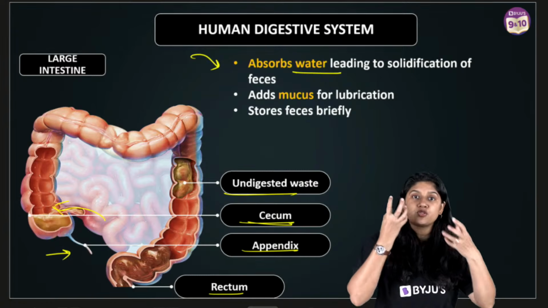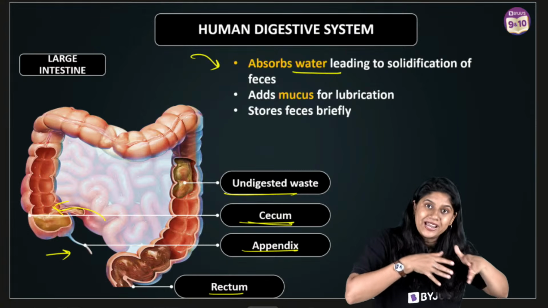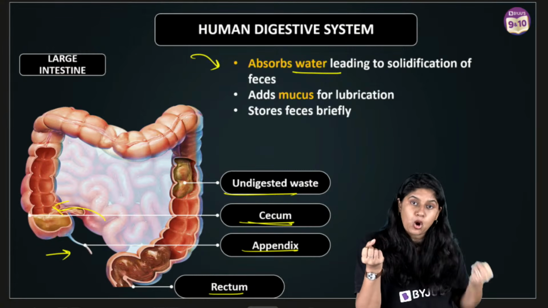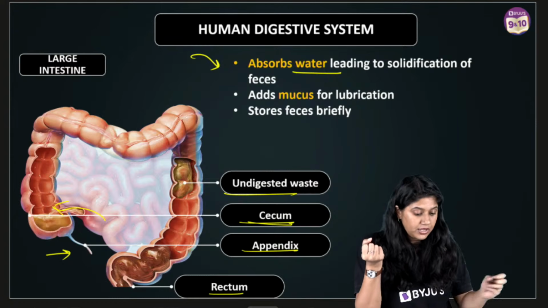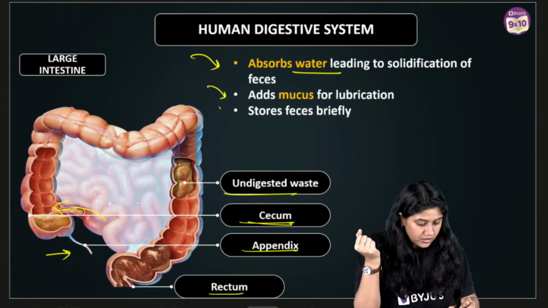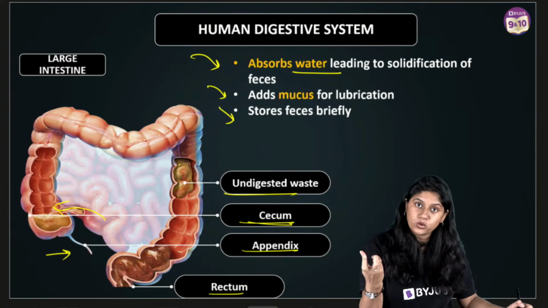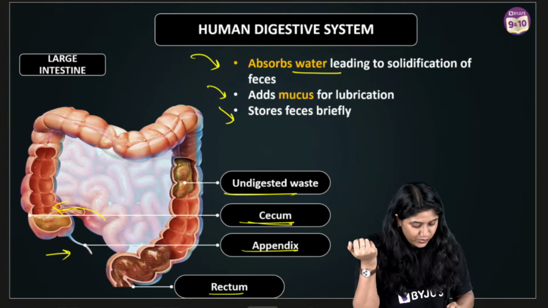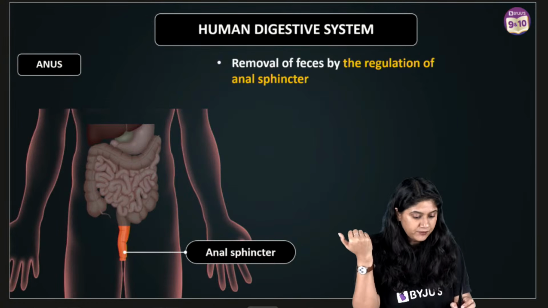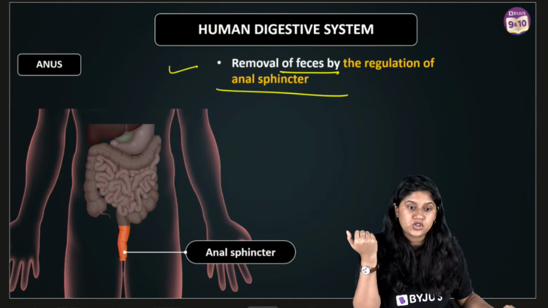The undigested food coming from the small intestine will enter into the large intestine. Whatever water is there will be absorbed by the large intestine. The mucus will be added for lubrication, and the feces, the stool matter, the undigested food will be stored in the body for some time, and eventually it will be released from the anus. Clear? The removal of the feces will happen by the regulation of the anal sphincter.